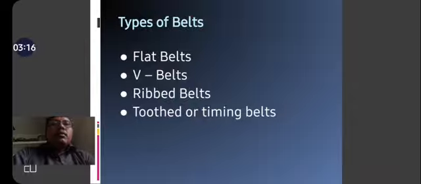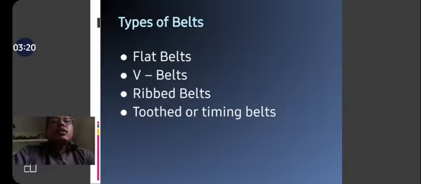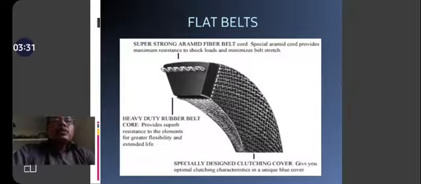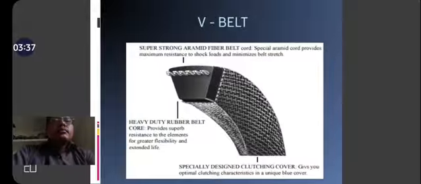There are several types of belts. In this unit we will see the flat belt and the V belt, then ribbed belt, and toothed or timing belts. Flat belt cross sections are shown in the figure. This one is the V belt.